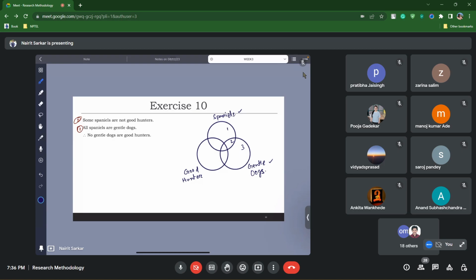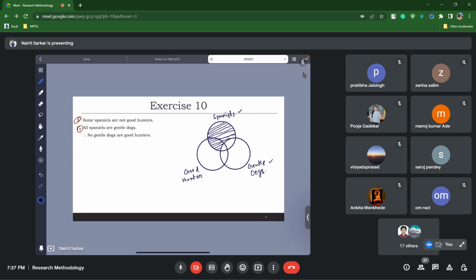So there is no spaniel which is not gentle, right? So yes, I think this section. Is it okay now, everyone? Yes, sir. Good, very good. Then second one is some spaniels are not good hunters.